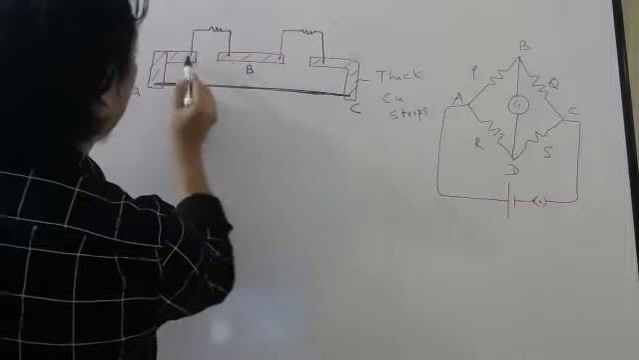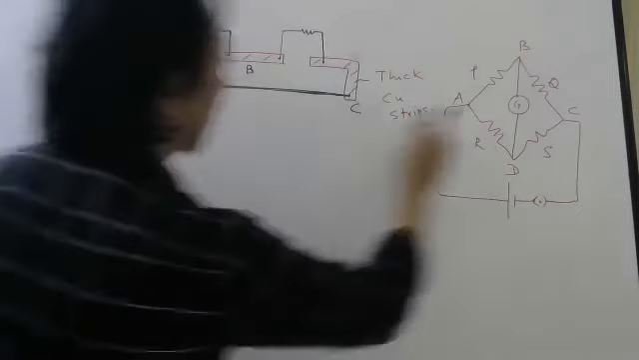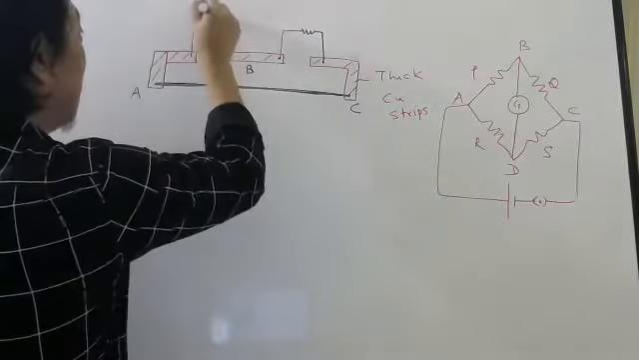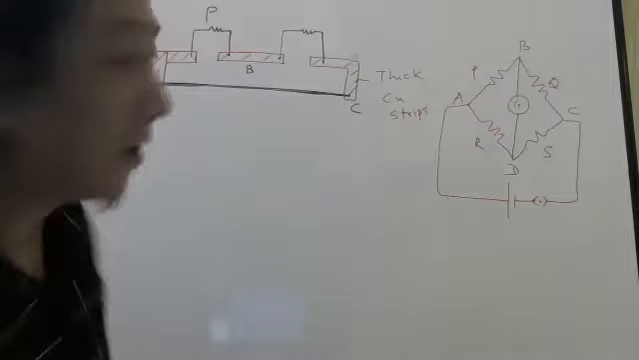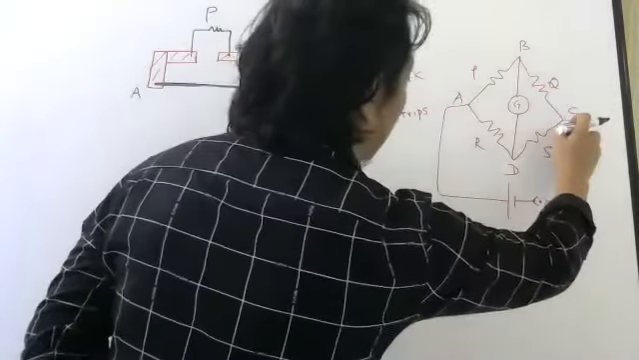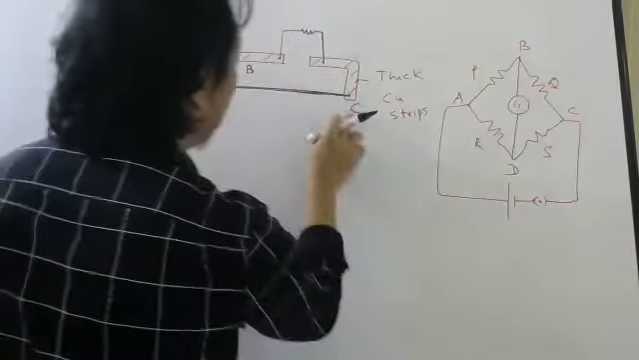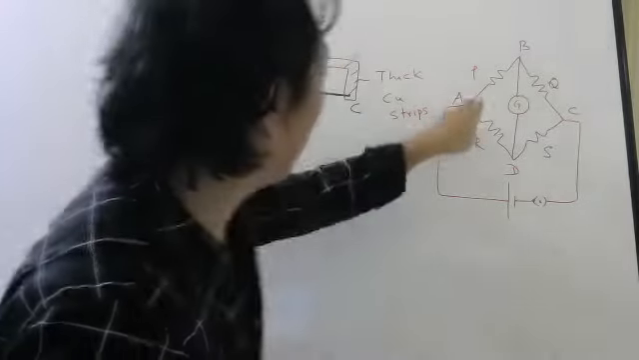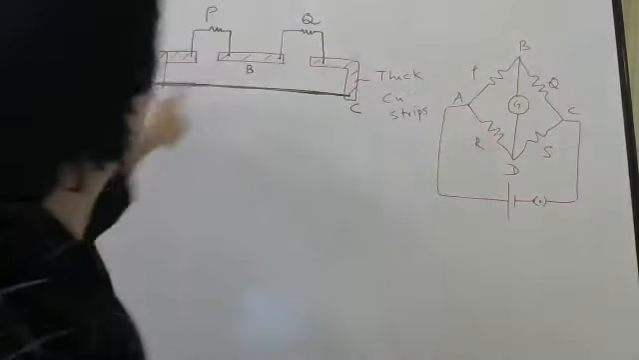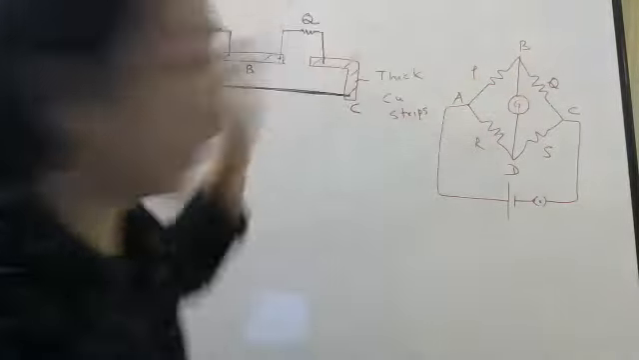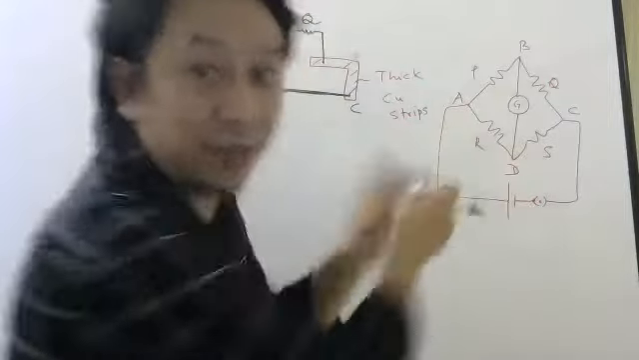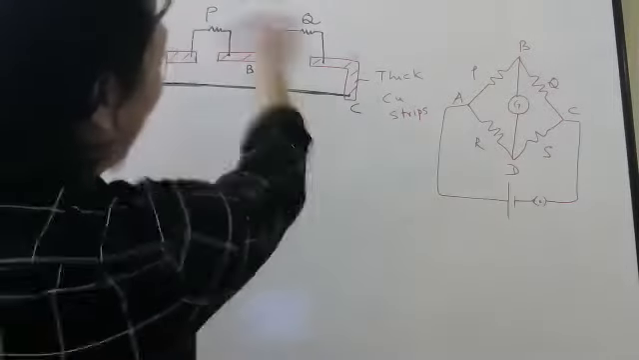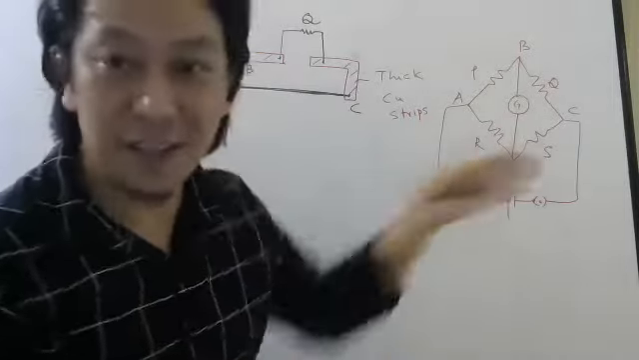Now look here. Between A and B, come to your Wheatstone bridge. What is the resistance? P. So this is your P. Between B and C, what is the resistance? Q. So this is P, which is between A and B here, and this is Q, between B and C. I'm trying to compare with this so that you understand why this is an application of Wheatstone bridge. Many people will draw directly this diagram without comparing with this. Then how will you understand?